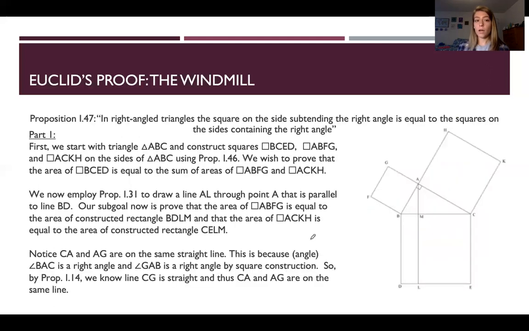Euclid uses a proof now by windmill, and it just looks kind of like a windmill, and that's why it's called that sometimes, as you can see in the figure here. He uses it by drawing lines and using areas of squares and triangles. And so he uses all of his propositions. We're going to go through the proof. There's two parts. The second part is very, very similar to the first part, and we'll get there eventually.